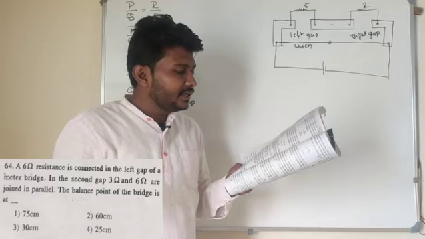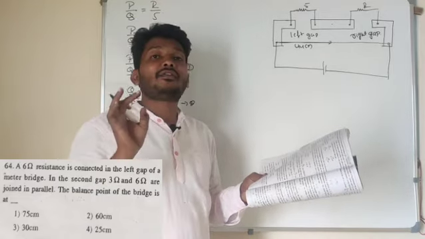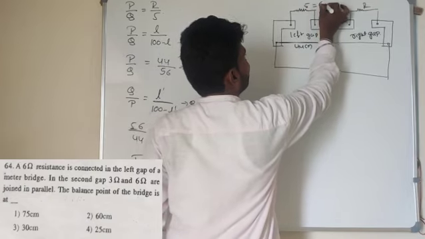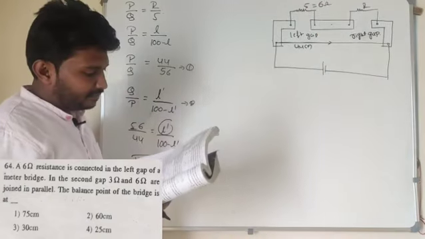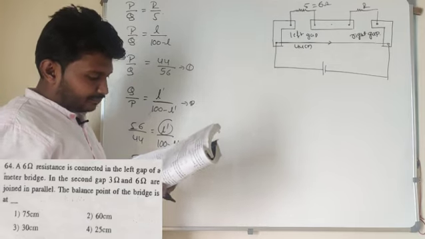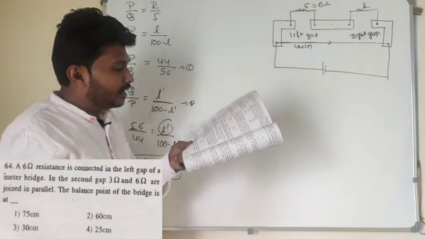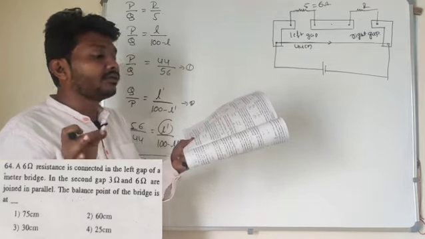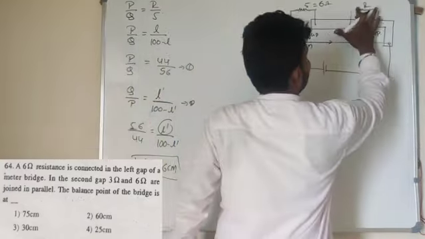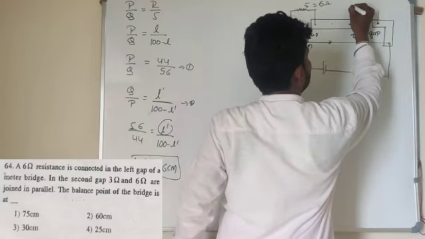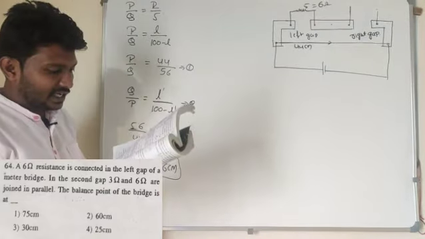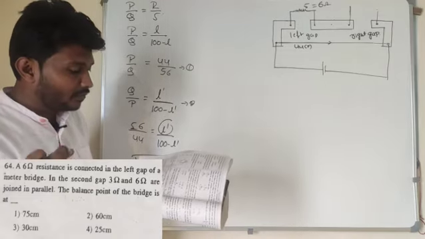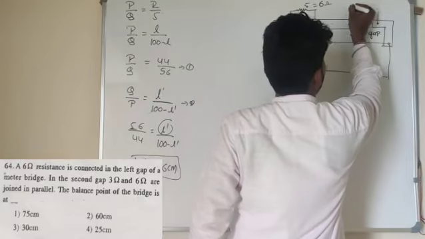6 ohm resistance is connected in the left gap of a meter bridge. So in this meter bridge, this is the left gap. In that left gap, a 6 ohm resistor is connected. In the second gap, 3 ohm and 6 ohm are joined in parallel. The balancing point of the meter bridge is. Now in that second gap, I will take two resistances. What are those? Those resistances are 3 ohm and 6 ohm. These two resistances I will connect in parallel combination. Then what will be the balancing length value I need to find out.